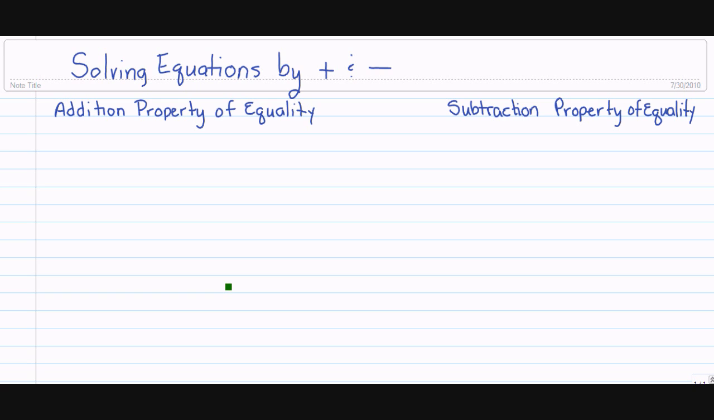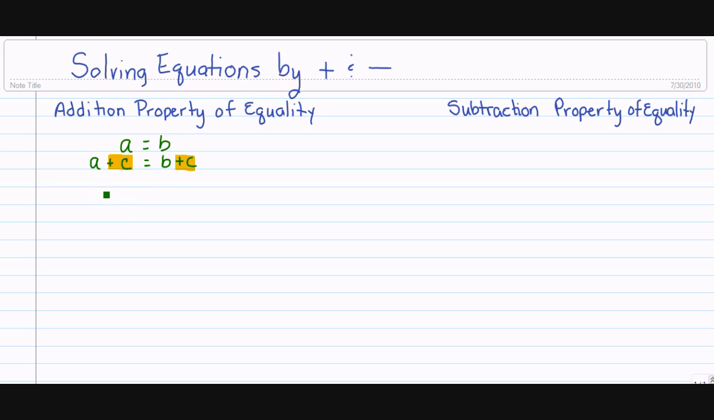The addition property of equality tells me if I have A equals B, well, what it says is I can say A plus C will equal B plus C, as long as I add the same thing to both sides. Let me show you an example.